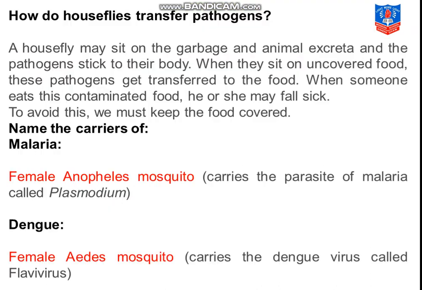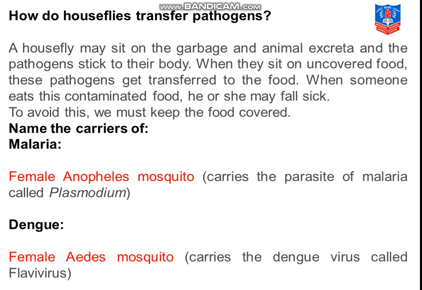Let's see how houseflies transfer pathogens. A housefly, you know what a housefly is? It may sit on garbage and animal excreta, and the pathogens stick to its body. When it sits on uncovered food, these pathogens get transferred to the food. Whenever the houseflies are flying here and there and sit on garbage and animal excreta, the germs, the viruses, that are pathogens, disease carrying microorganisms, stick to their body.